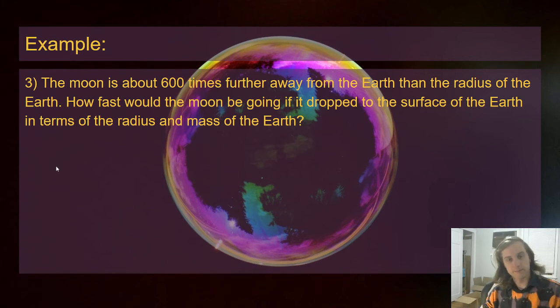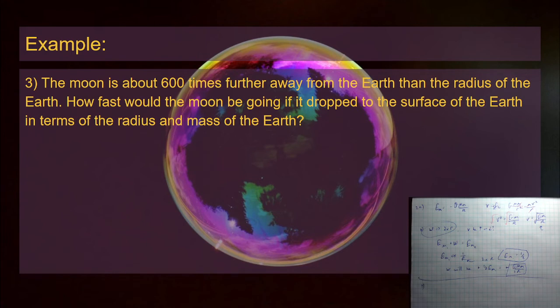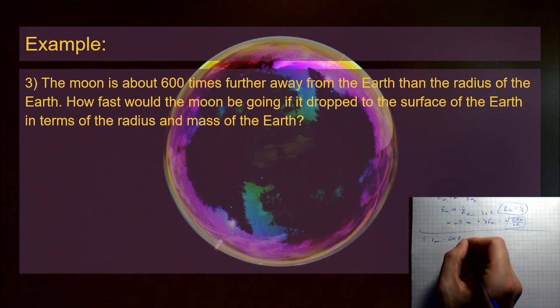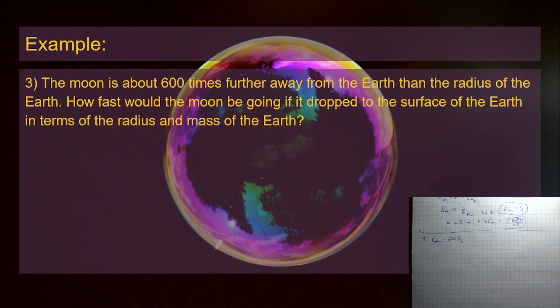Problem 3. The moon is about 600 times further away compared to the radius of the Earth. So the distance from you to the center of the Earth is 600 times smaller than the distance from the moon to the center of the Earth. How fast would the moon be going if it dropped to the surface of the Earth in terms of the radius and mass of the Earth?